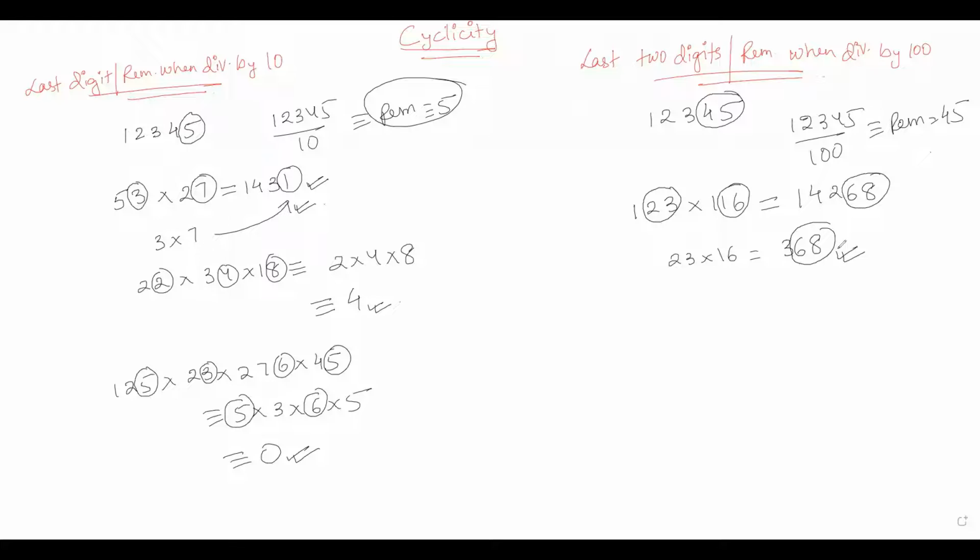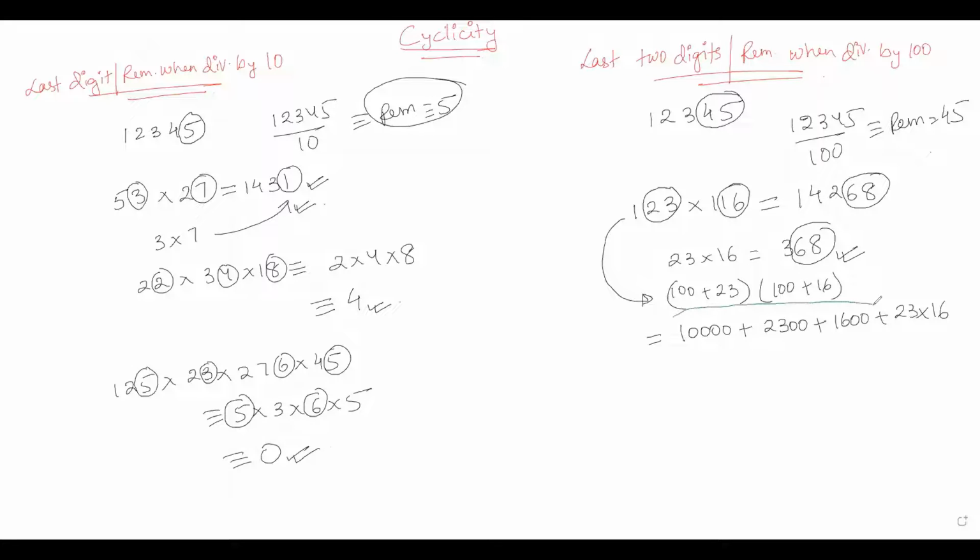which gives us the same last two digits as this one. We can also think of this multiplication in this way. 123 is 100 plus 23 and 116 is 100 plus 16. So when we expand this, this would be 100 times 100, that would be 10,000, plus 23 times 100, that would be 2300, plus 16 times 100, that would be 1600, plus 23 times 16.